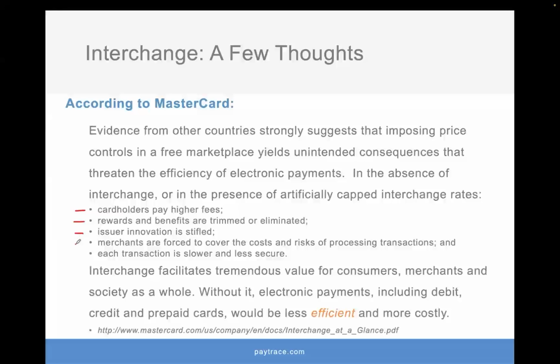On more the merchant side of the equation, the big thing that interchange provides value for is almost like insurance, right? Without interchange, merchants would be forced to cover the costs and risks of processing transactions. If there's fraud, if there's issues, interchange is there to protect the merchant, right? If the merchant does things correctly, and chargeback or fraud occurs, they're protected. The bank is supposedly going to eat the cost. And there's whole dispute processes, but that's essentially what it's there for: protection for the merchant.